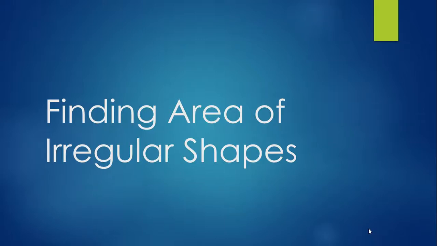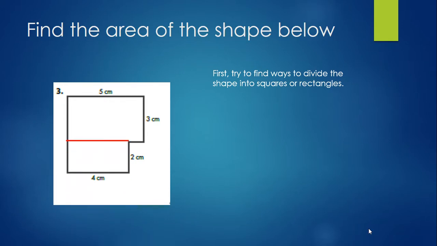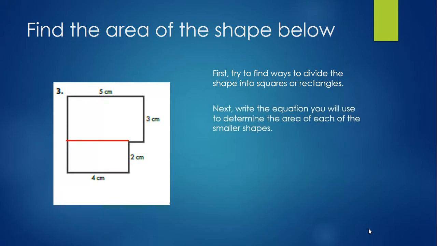Here is a lesson in finding area of irregular shapes. Find the area of the shape below. When you see an irregular shape, first you want to try to find ways to divide the shape into squares or rectangles. This shape I see I can divide into two good-sized rectangles.